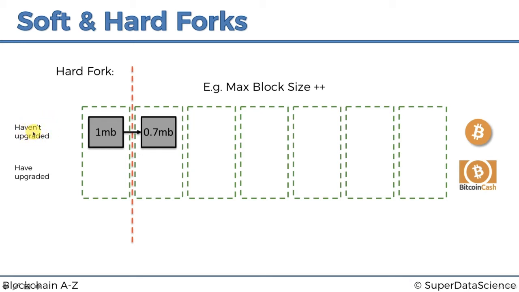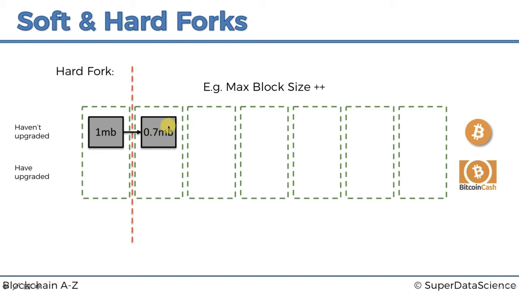And then this block is going to be under 1 megabyte. Let's say it's 0.7 megabytes. And if this is the only change to the rules of the network for Bitcoin Cash, we're looking at a very trivial example, where this is indeed the only change that occurred: the maximum block size increased.